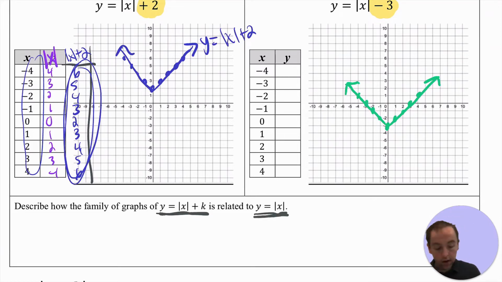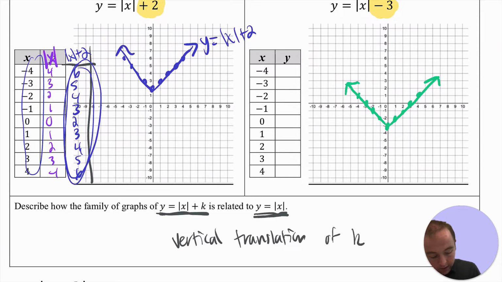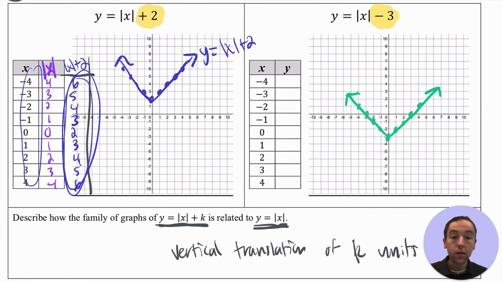So what we're seeing is that k, when we add it, in comparison to the graph of y equals absolute value of x, is doing what we call a vertical translation of k units. So it moved k far, right? It moved positive 2 or it moved negative 3 far. But vertically, and vertically means up, down, right?